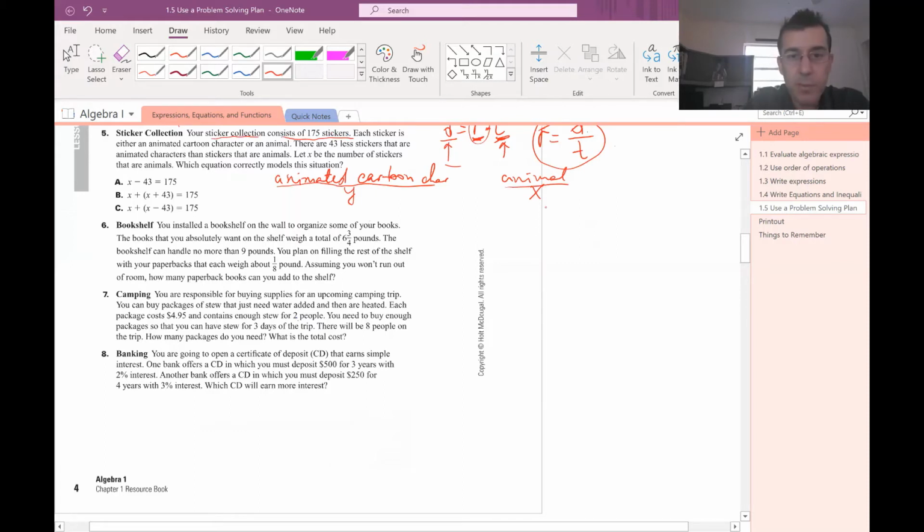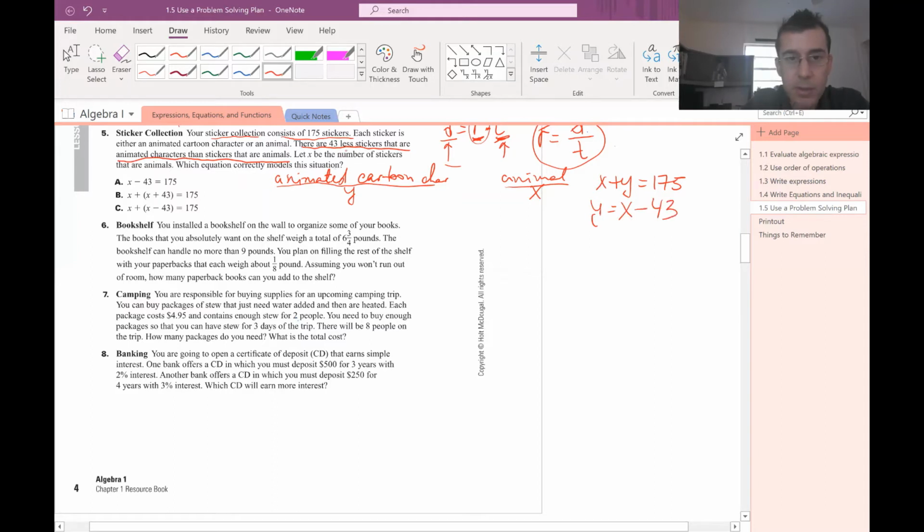Okay. And then your sticker collection consists of 175 stickers. So when you add up these X and Y, the animated cartoon character stickers and the animal stickers, you get 175. So that's one of the equations that we're going to get. So X plus Y equals 175. And then it says there are 43 less stickers that are animated characters than stickers that are animals. So this is 43 less. So Y would be whatever X is minus 43.